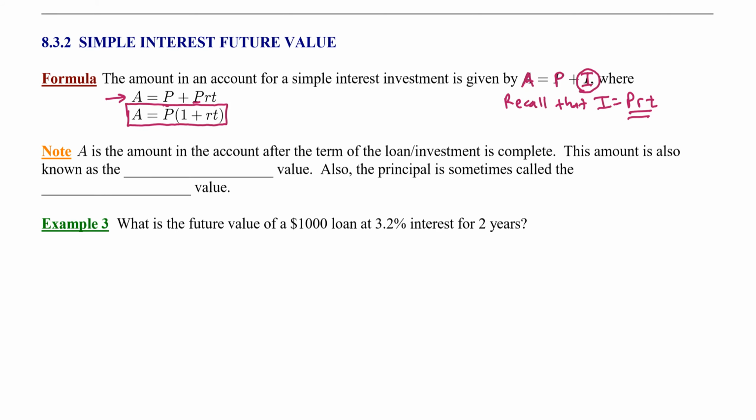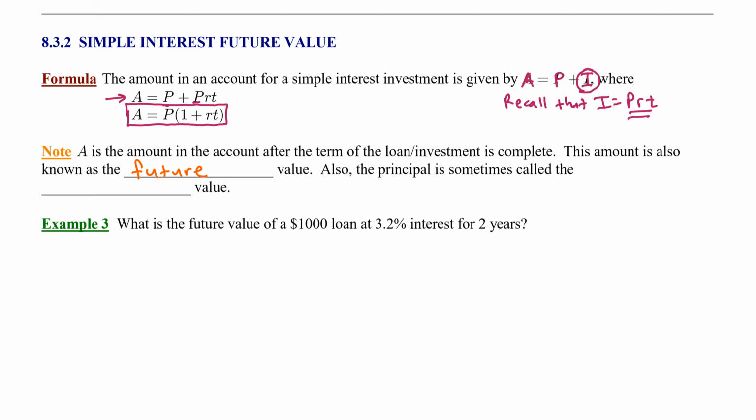Note, A is the amount in the account after the term of the loan or investment is complete. So this is what your investment has grown to, right? You start out with an investment of P principal dollars, and it grows to this amount A. Since it grows to this amount A, this amount is also known as the future value.